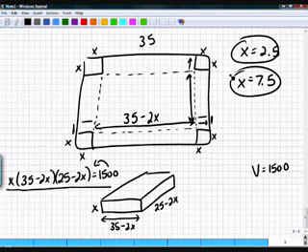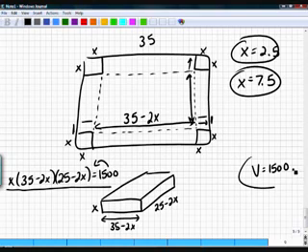Both of them will work. The actual problem asks what size should be cut from each corner in order to obtain this. You can cut a 2.5 by 2.5 inch square out of the corner, or you can cut a 7.5 by 7.5 inch square out of the corner.